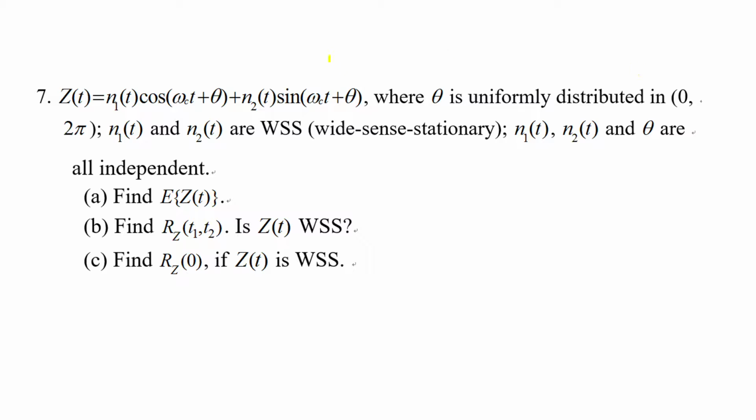And this question is Z(t) equal to N1(t) multiplied by cosine(ωt + θ), plus N2(t) multiplied by sine(ωt + θ), where θ is uniformly distributed in the range between 0 and 2π. And N1(t) and N2(t) are WSS, which is referred to as wide-sense stationary, and N1(t), N2(t), and θ are all independent.